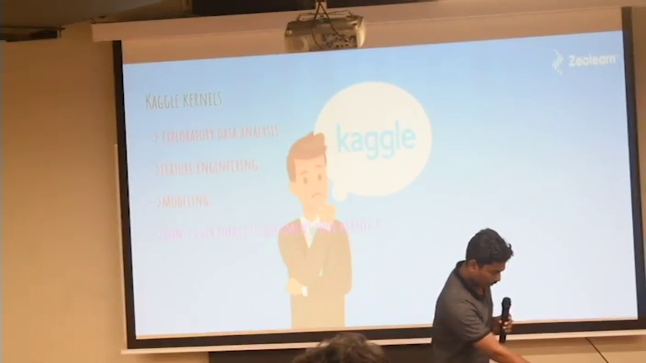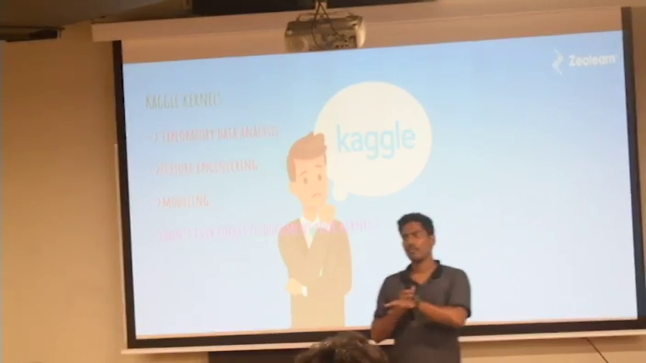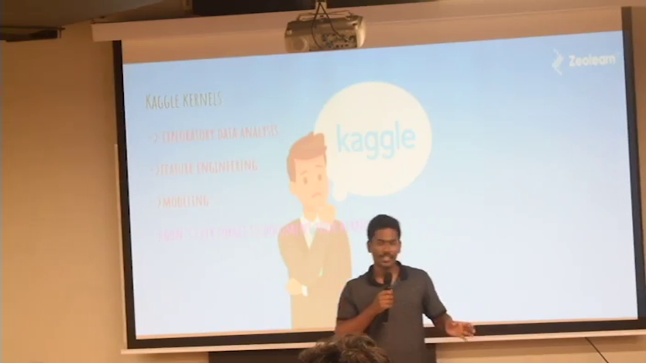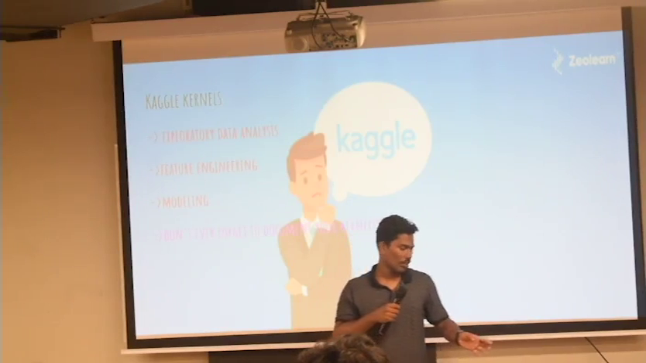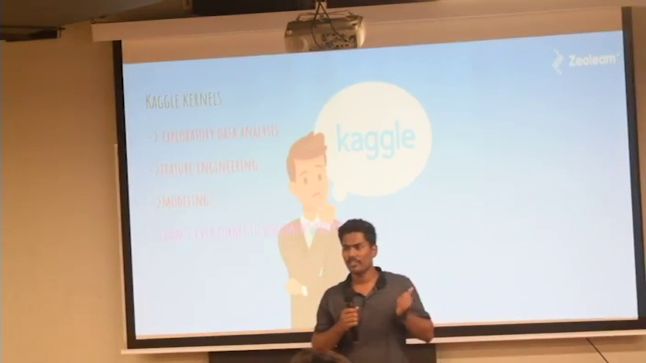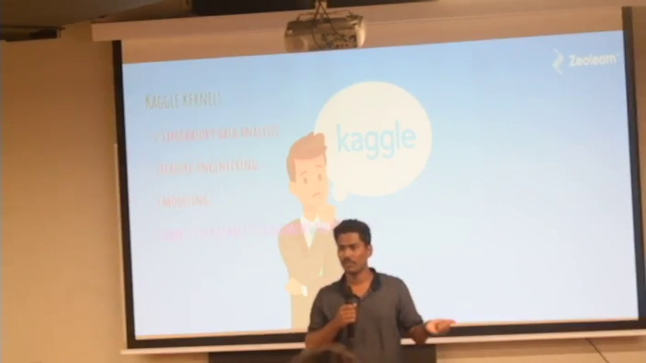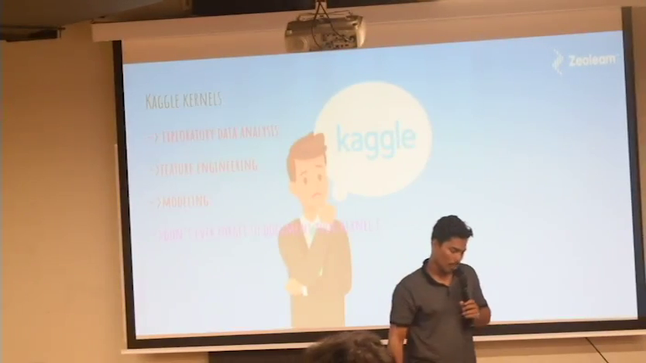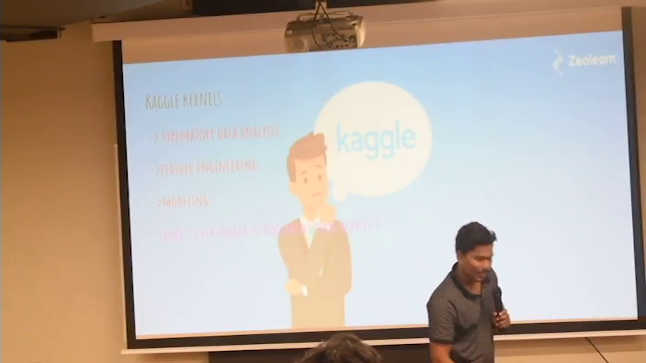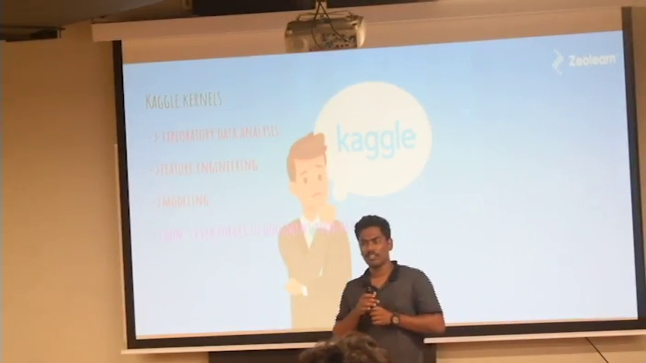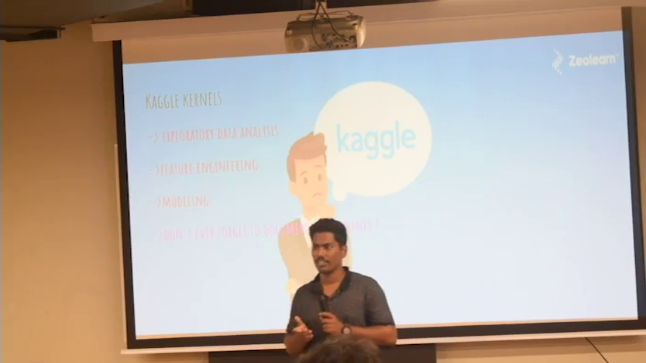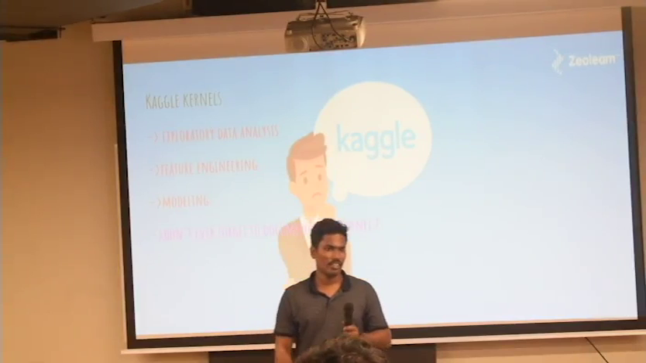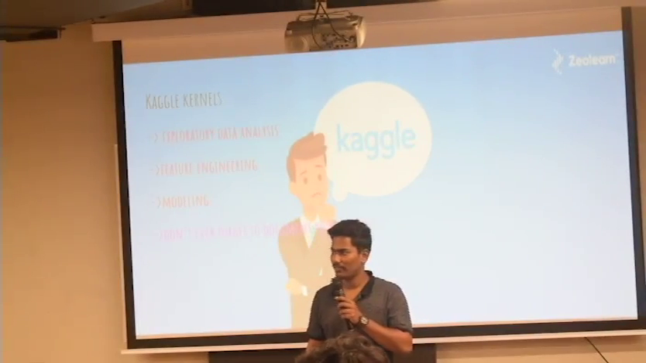If you write a kernel, the first step you will have to do is exploratory data analysis. Nevin walked you through exploratory data analysis, so you must have got a good insight about that. The next thing we should do is feature engineering. Do you know what feature engineering is? Anybody familiar with the term feature engineering?